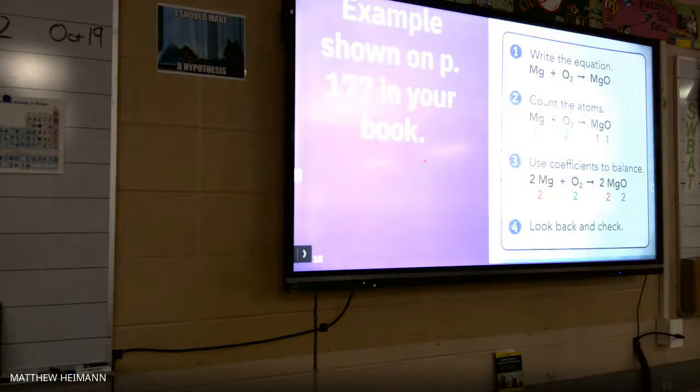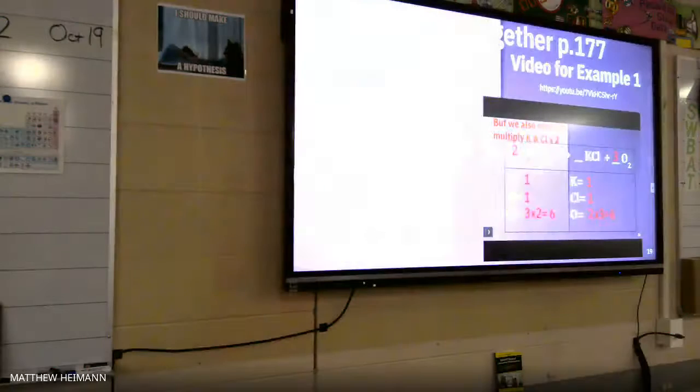Here's another example of how to do it. This one doesn't really make any sense to me. I'm not even going to bother looking at it. But if you don't understand any other way, maybe this will make sense. It's what the book suggests.